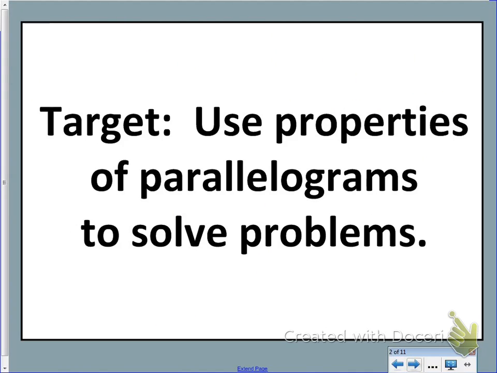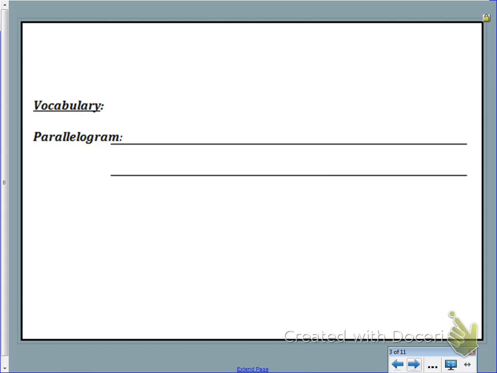Welcome, geometry students. Today we're going to learn how to use properties of parallelograms to solve problems. So today's the first opportunity for us to talk about a specific type of quadrilateral. This whole unit is all about the various types of quadrilaterals, such as squares, rectangles, kites, and so on. So the first type of quadrilateral we're going to be talking about is a parallelogram.